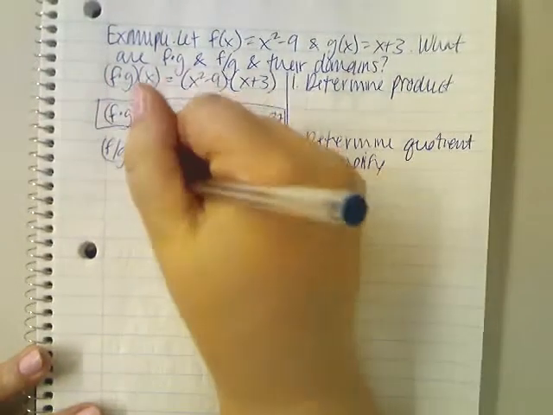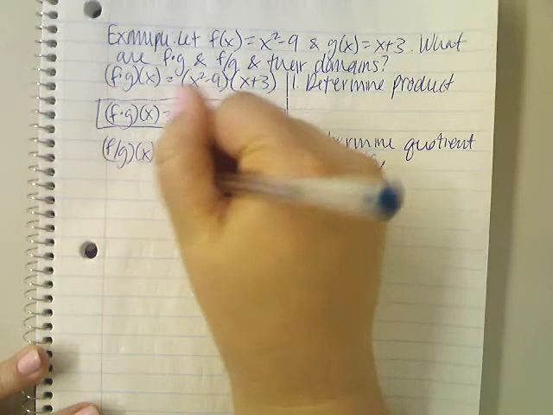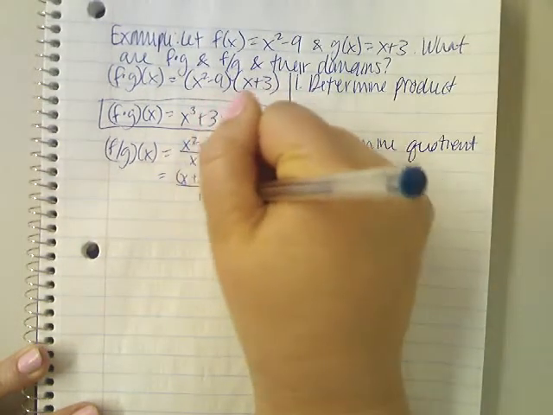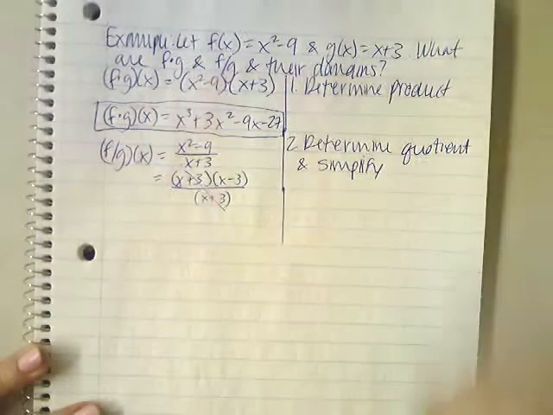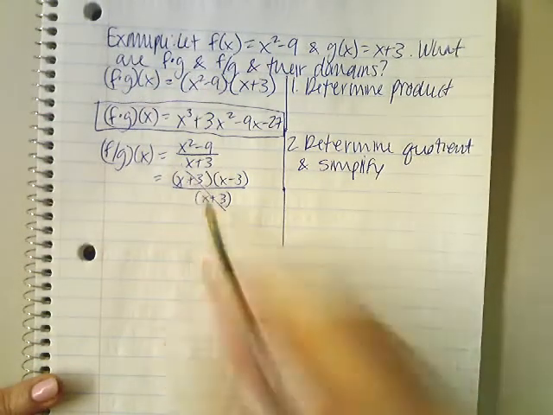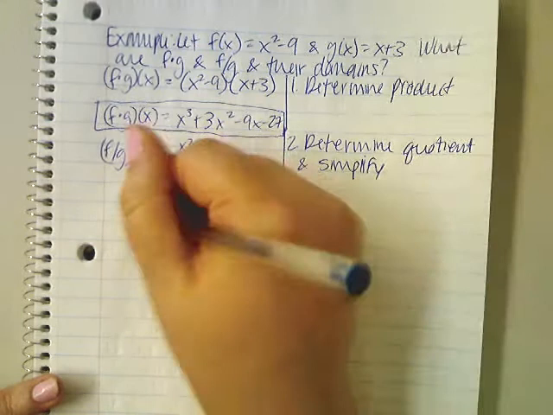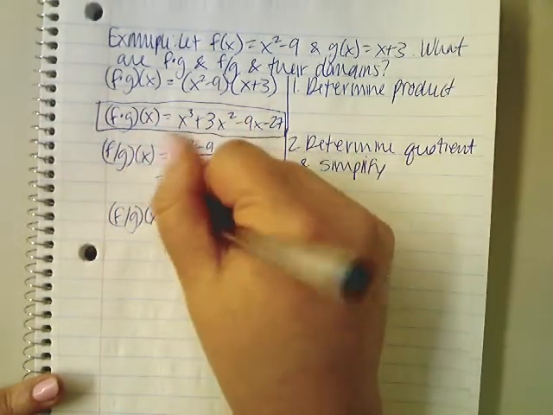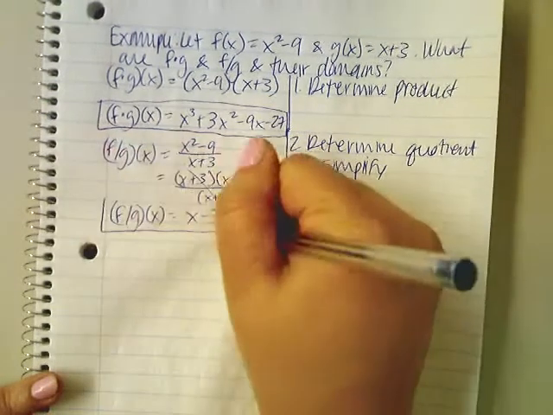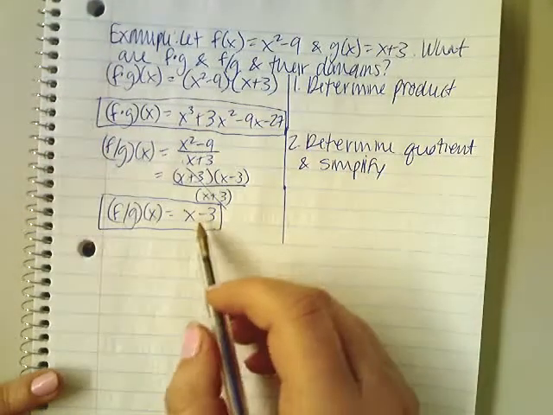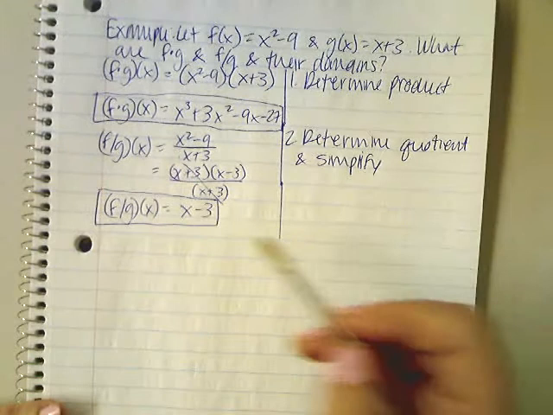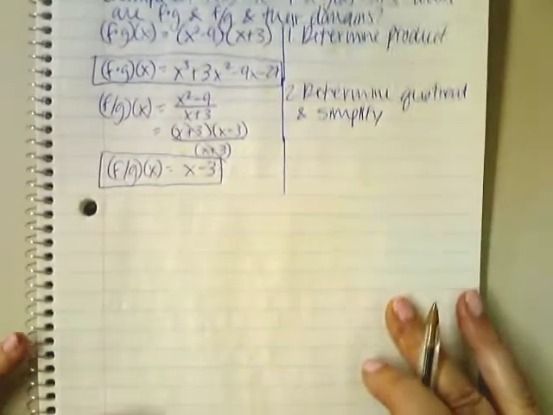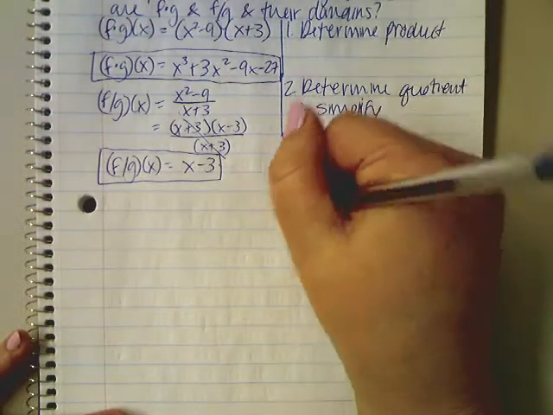So this factors to x plus 3 times x minus 3, and that's still over x plus 3. So then I know that those two terms, x plus 3 divided by x plus 3, I can cancel those out, and I get f over g of x equals just x minus 3. So my fully simplified quotient there would be x minus 3, but I'm going to come back and add a little stipulation to this in just a second, so when we get to our domains.